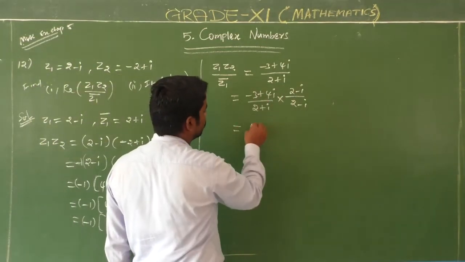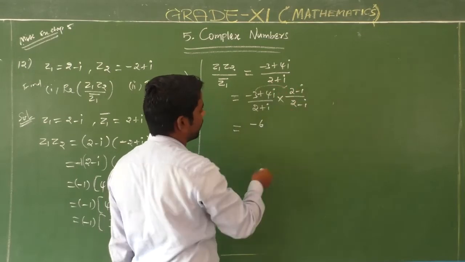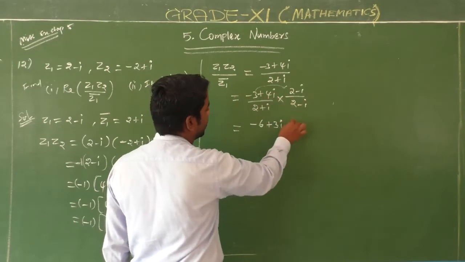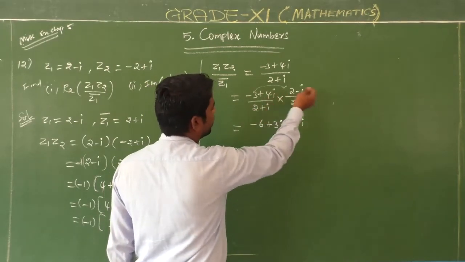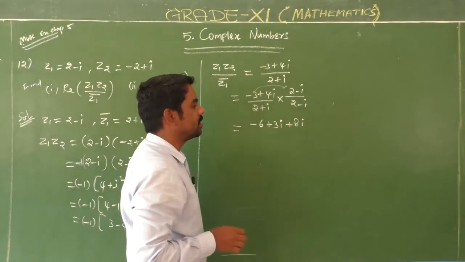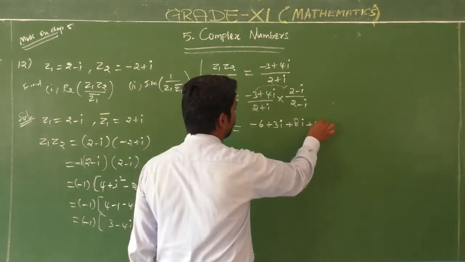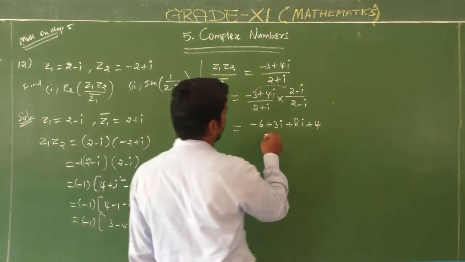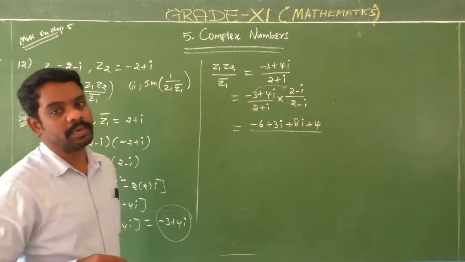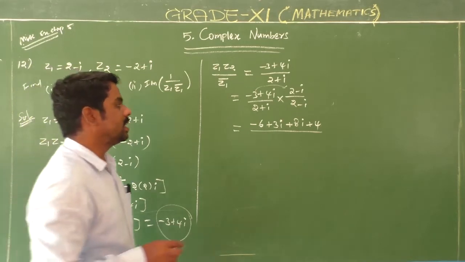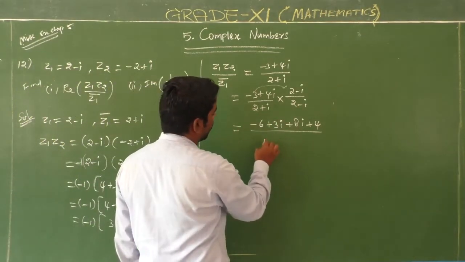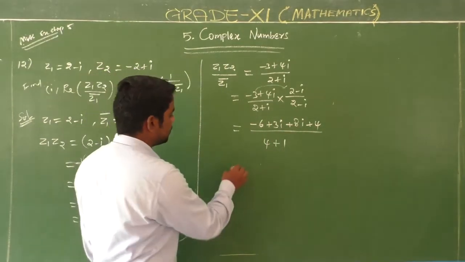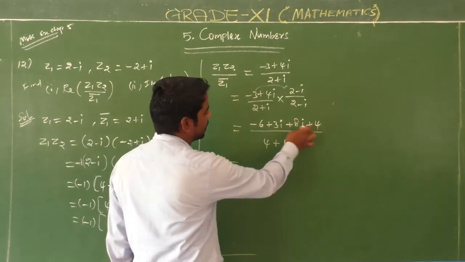Minus 3 into 2 is minus 6. Minus 3 into minus i is plus 3i. Plus 4i into 2 is 8i. Plus 4i into minus i is minus 4i square, which is plus 4, since i square is minus 1. Divided by 2 plus i into 2 minus i, using the a plus b, a minus b formula: 2 square, 4, minus i square, which is plus 1, so 5.